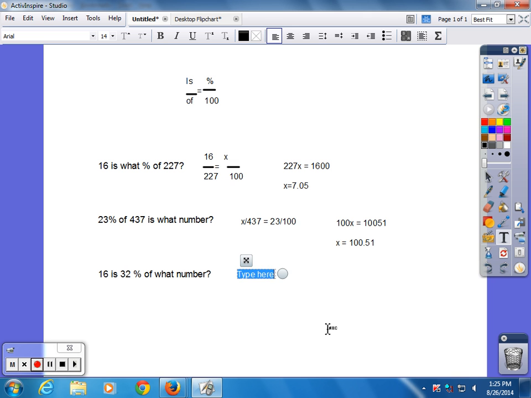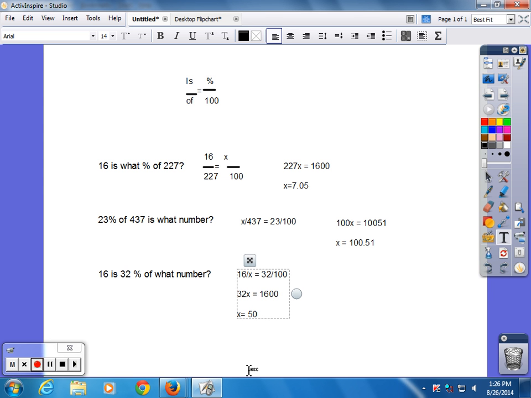16 goes where? 16 over what? X is equal to 32 over 100. And then that comes out to be 32x is equal to 1600. And somebody tell me what x is. How many? 50. So 16 is 32% of 50.